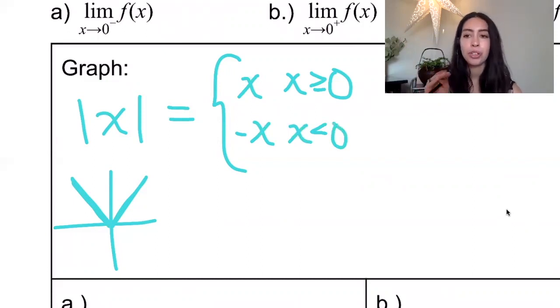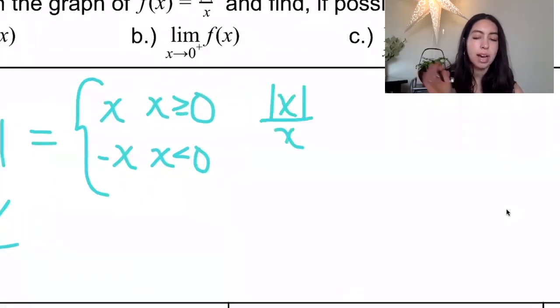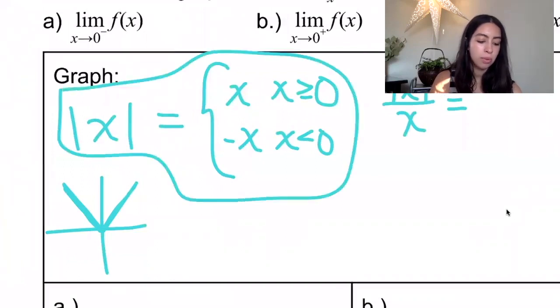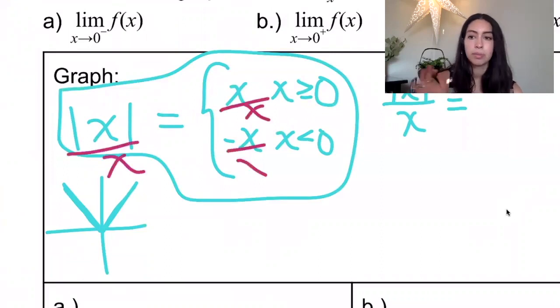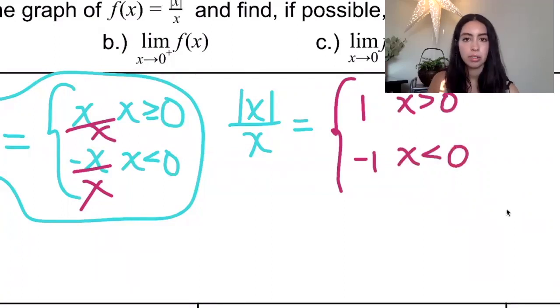So if we are trying to graph the function that is the absolute value of x divided by x, it's actually going to be this same absolute value, but we want to divide this all by x. So technically, x divided by x gives us 1. And then negative x divided by x is negative 1. And this is for all of x greater than 0, and all of x less than 0.